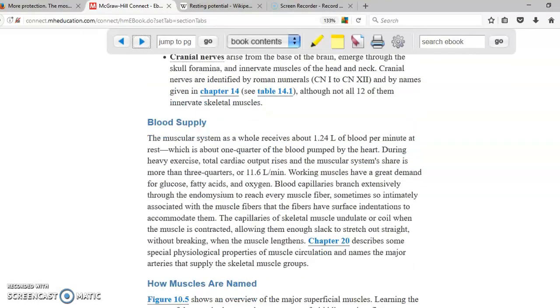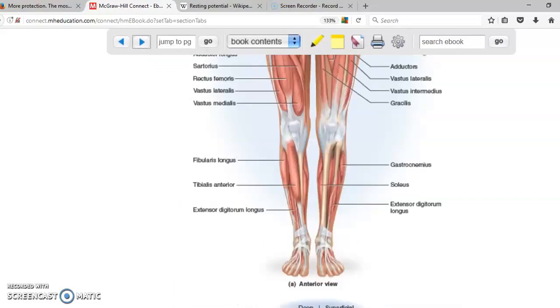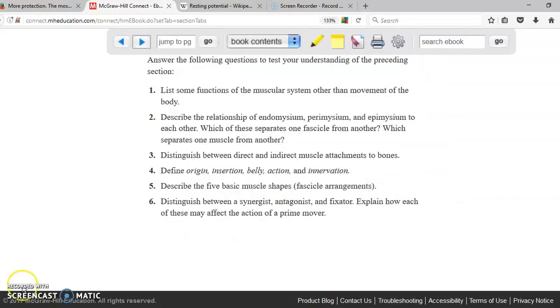Blood supply, obviously, like any other cell in your body, what you need in order to survive, oxygen. How are you going to get the oxygen? In this case, how the muscles are going to get the oxygen is through the blood, and that's why you have blood supply in there as well. How muscles are named, they come from Latin.